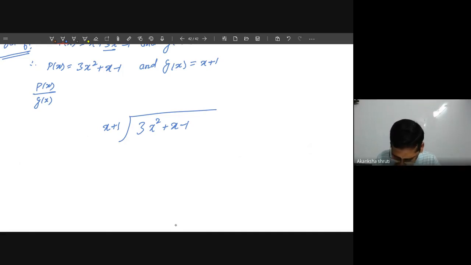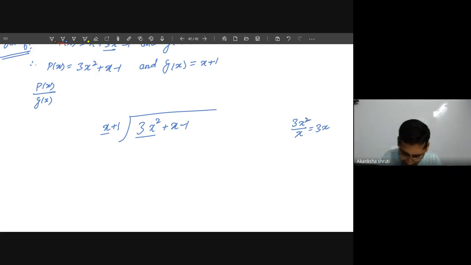First step is you have to take the first term of this divisor and the first term of this dividend, these two, and you have to get the ratio of the first term of the dividend by the first term of the divisor. The first term of this dividend is 3x square and the first term of the divisor is x. You have to take the ratio. What you will get? The number remains 3 and x will get cancelled, so it becomes 3x.